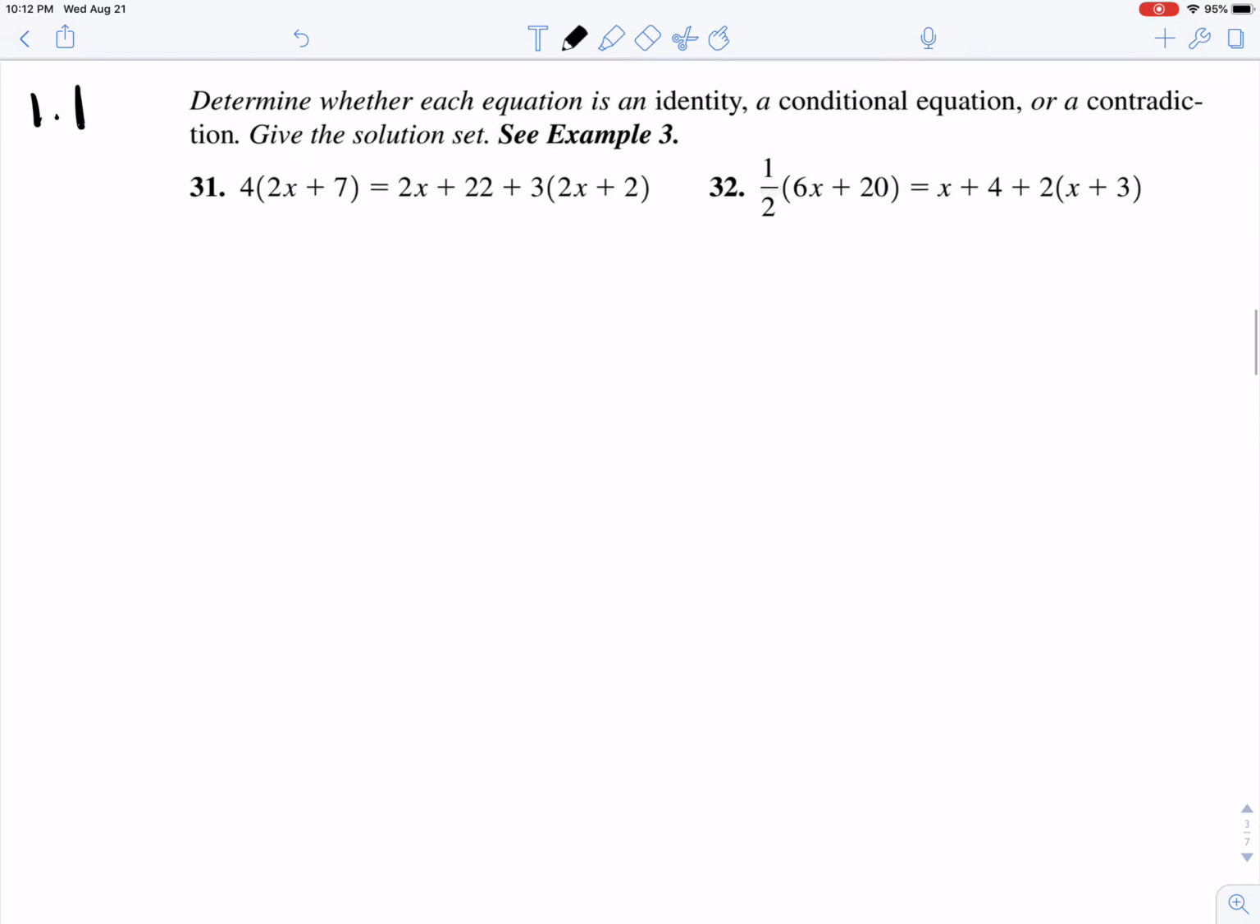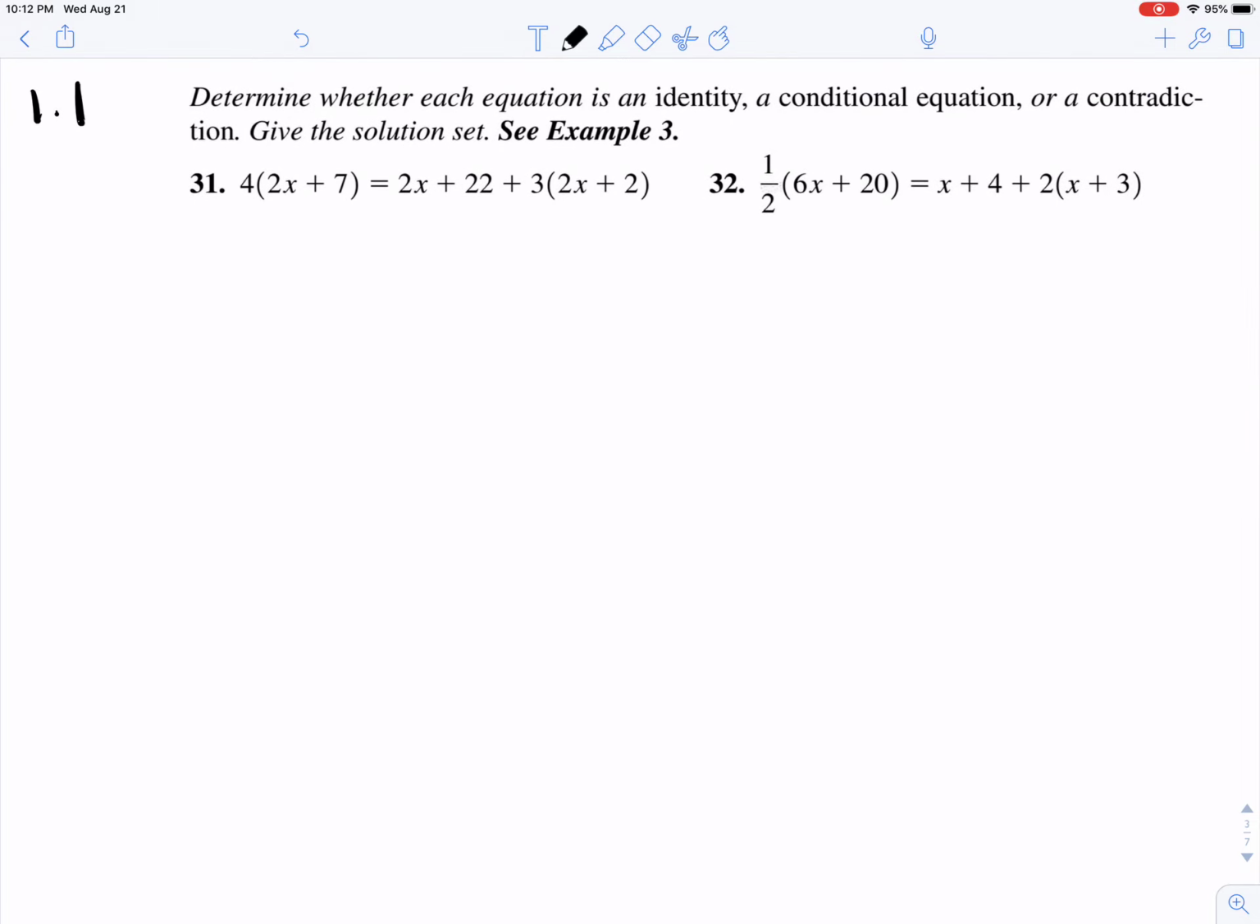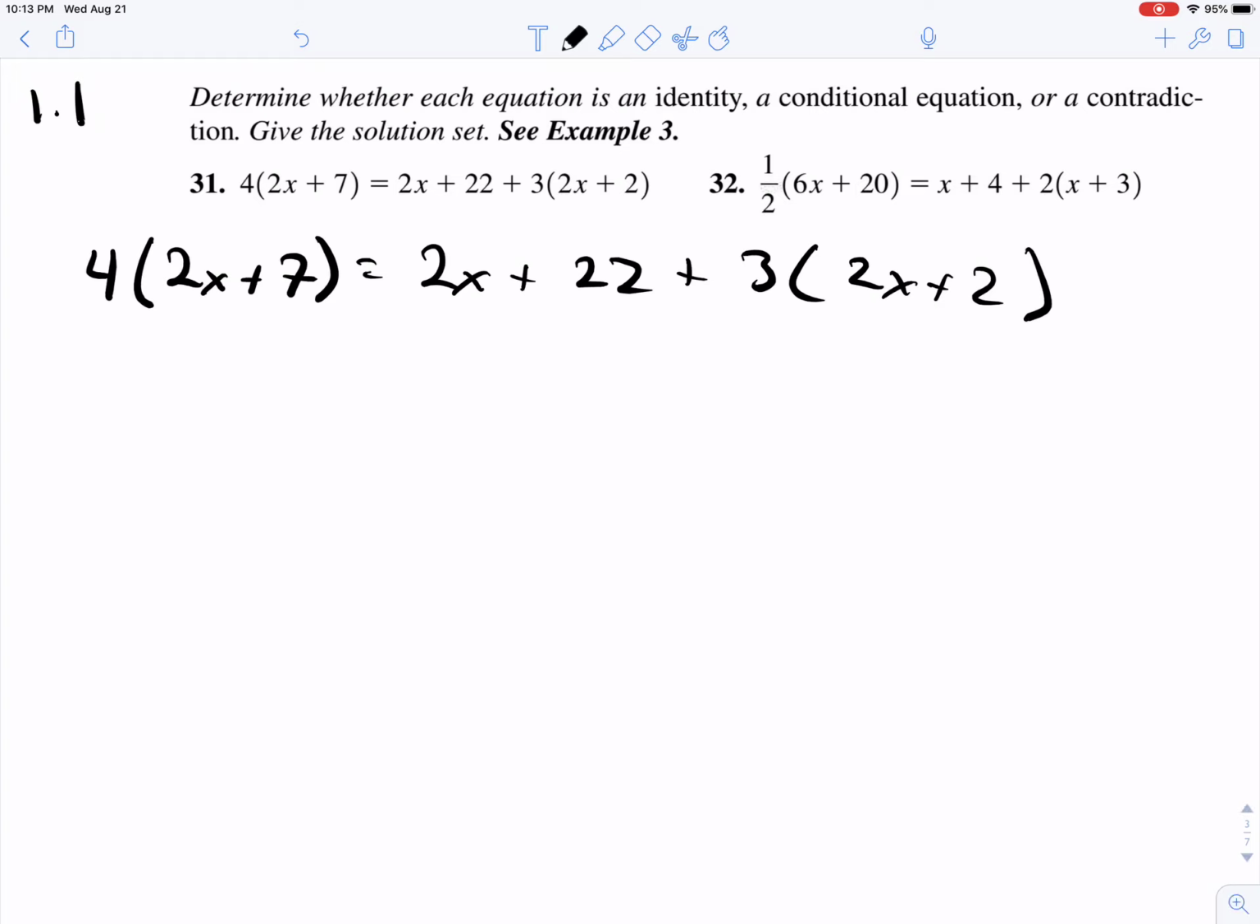The second question comes from the same section. It's question 31 from the back of that section. The instructions say, determine whether each equation is an identity, a conditional equation, or a contradiction. Give the solution set. So there was a request for number 31. So first I'm going to start by getting a copy of the original. So then we have 4 times 2x plus 7 equals 2x plus 22 plus 3 times 2x plus 2. All right, so there's a lot going on in this one.